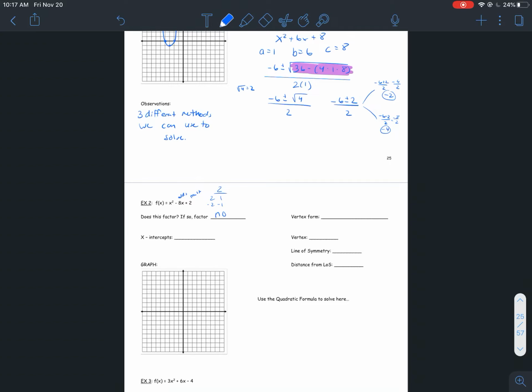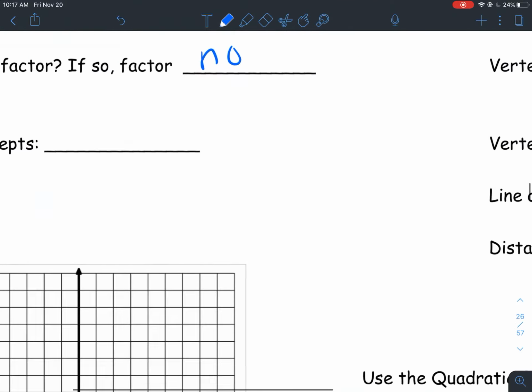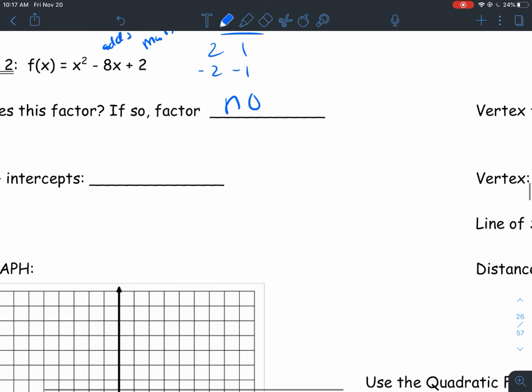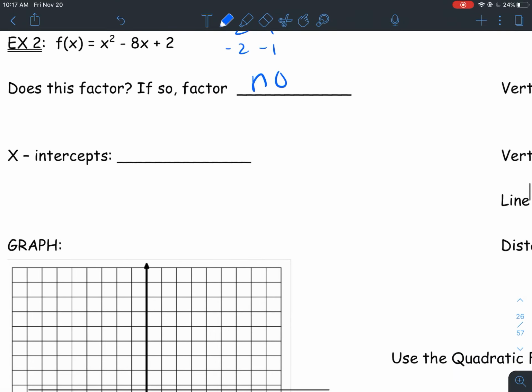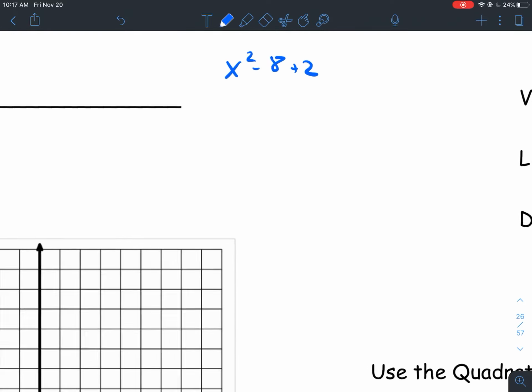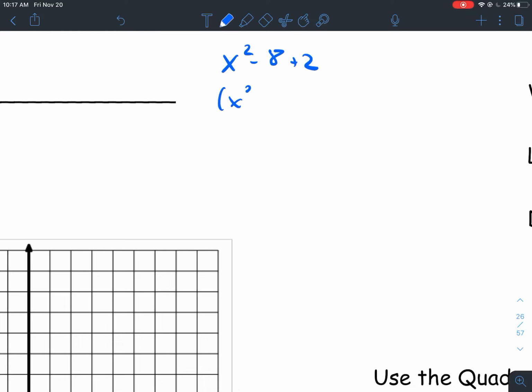So let's go ahead. We're going to use both, of course. We'll do completing the square first. We've got x squared minus 8x plus 2. We need to rewrite it like this: x squared minus 8x, and then we do the plus 2 on the outside.